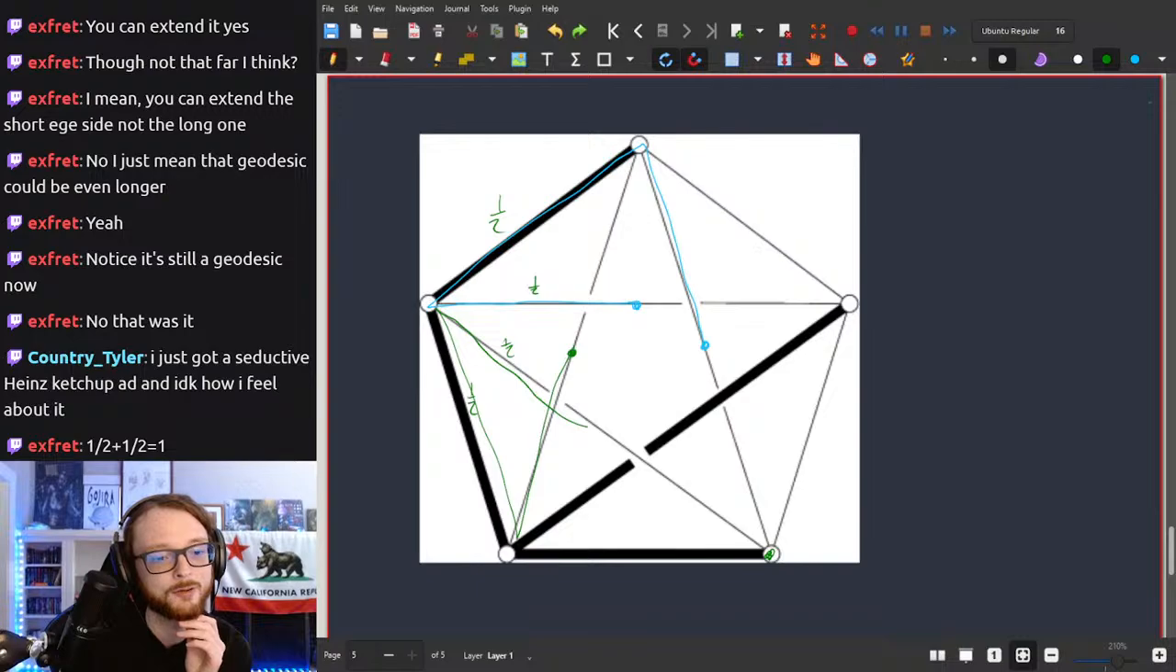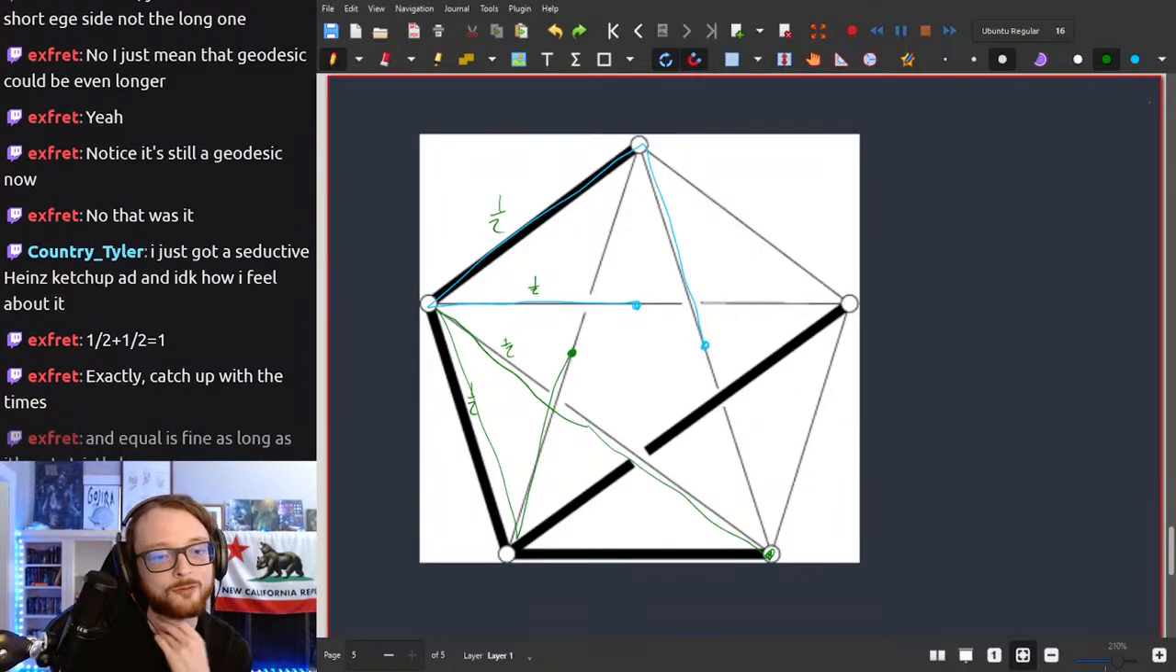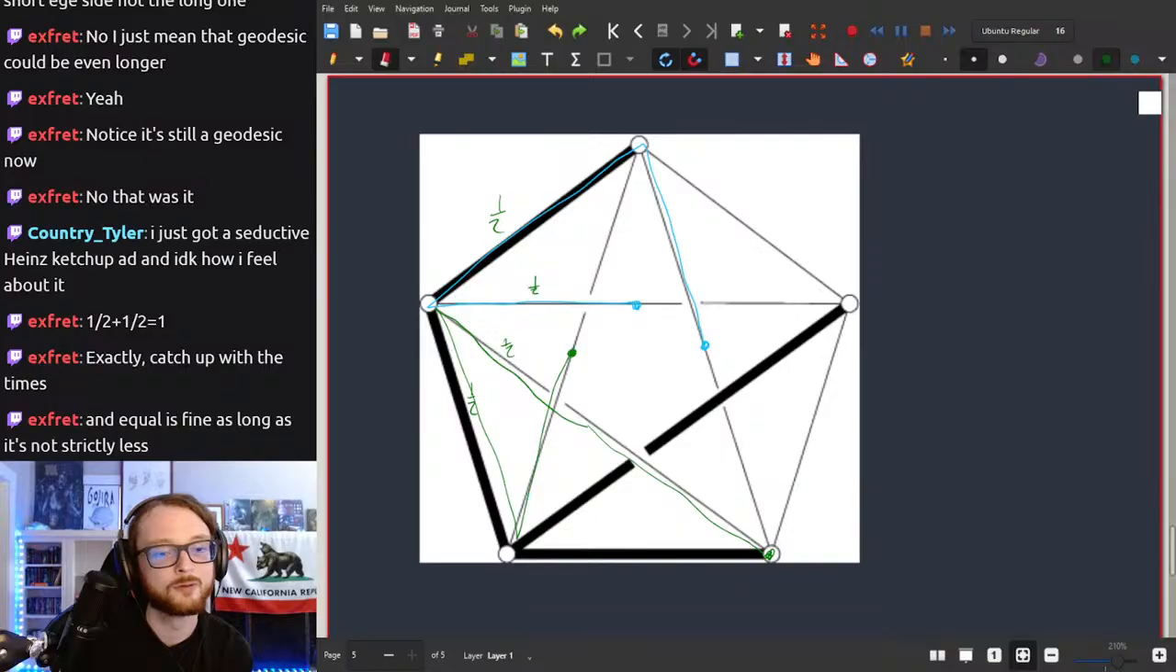There's 1.5. Oh, okay, yeah. It's an equal. Okay, yeah. Catch up with the times, yeah. So I was thinking that this path down here is equally as good though, I guess. So we could choose the one that covers more distance, I guess. Okay.